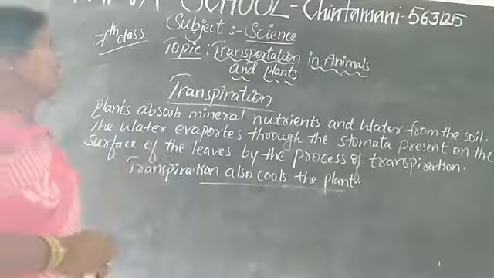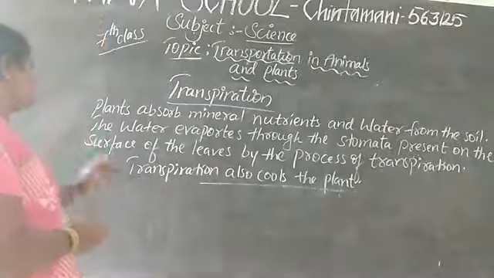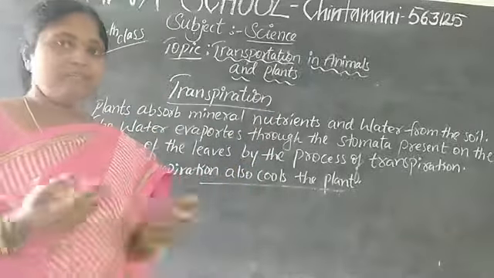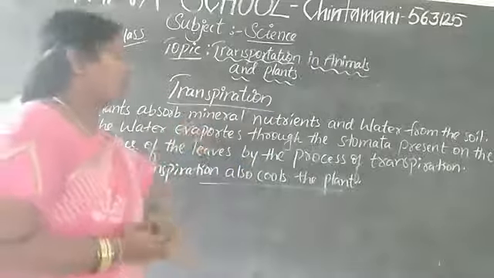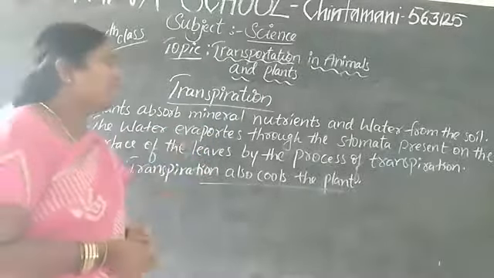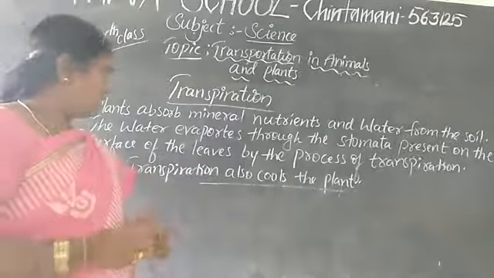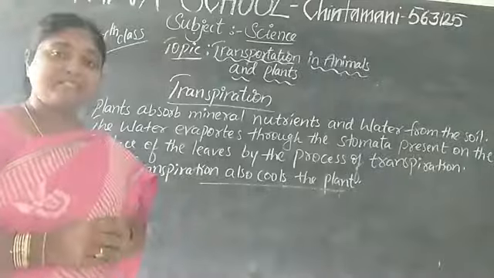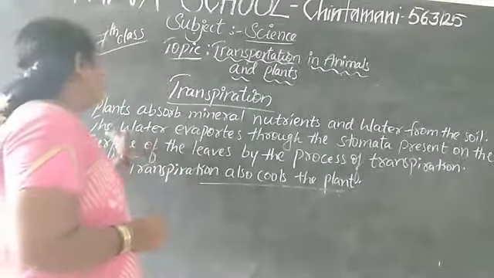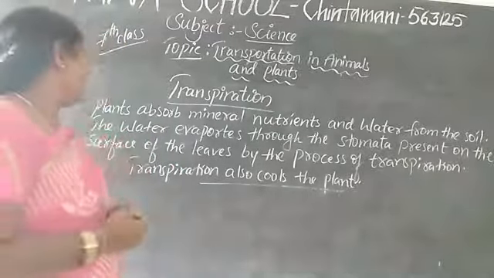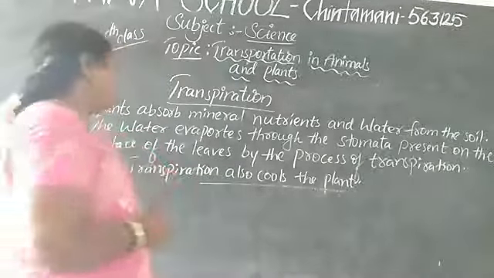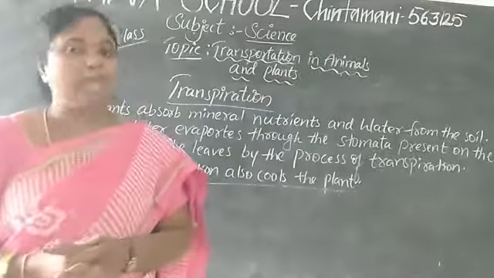Next, what is transpiration? Plants absorb minerals, nutrients and water from the soil. The water evaporates through the stomata present on the surface of the leaves by the process of transpiration. Transpiration also cools the plant.